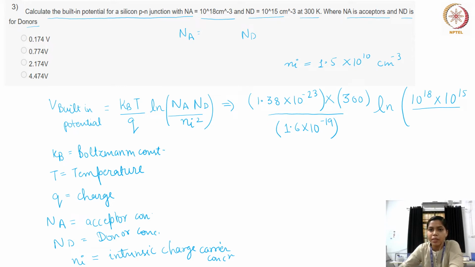So Ni square will be 2.25 into 10 raised to the power 20 per cm to the power six. Is it clear? Up to this point, is this clear to everyone? You can write yes in the chat box if it is clear.